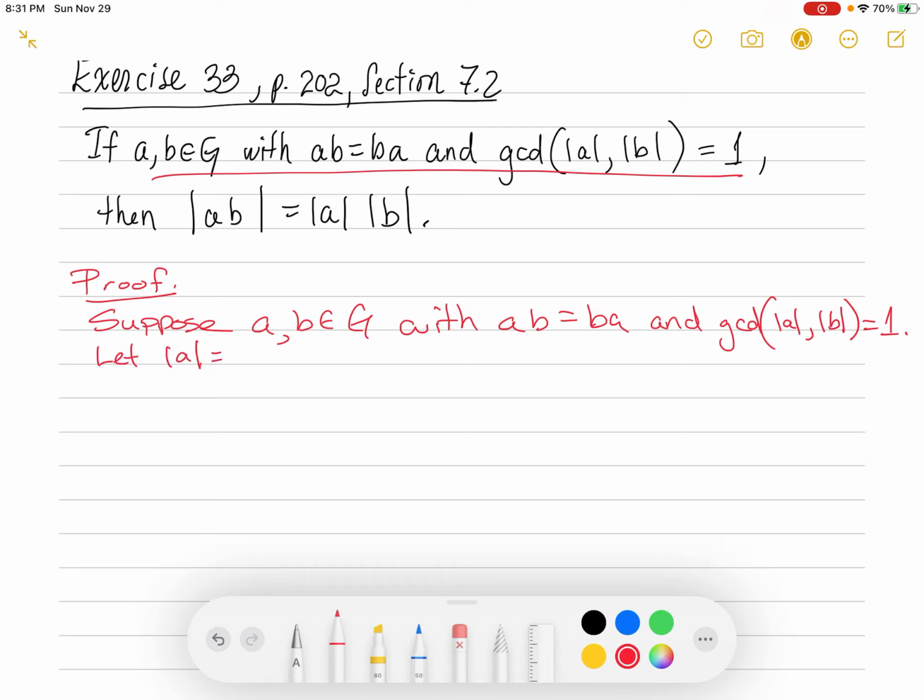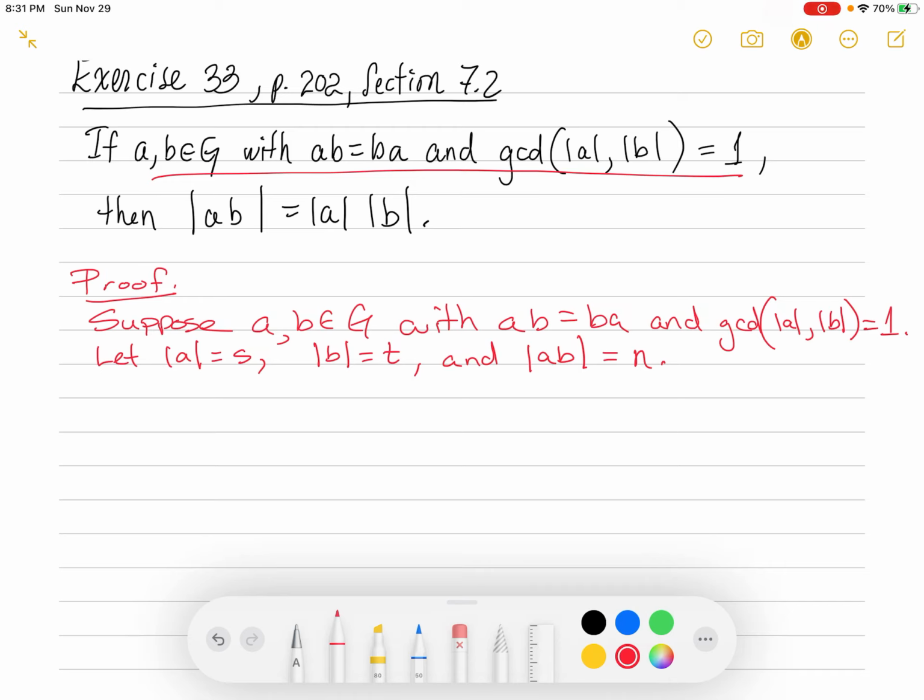Okay, now what I'm going to do, I'm going to let the order of A be S, the order of B be T, and the order of AB, what do I want to call it? N.